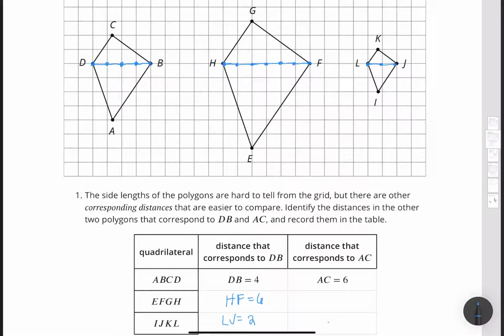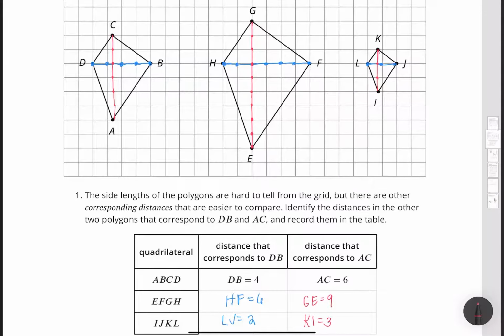Now for AC, which AC is right here, and I'm going to do that in red. AC is 1, 2, 3, 4, 5, 6. So that's AC. And G to E is going to be 1, 2, 3, 4, 5, 6, 7, 8, 9. Okay, so GE is equal to 9. And then KL, oh no, is that K to I? I'm sorry about that. So KI is 1, 2, 3. So KI is 3.